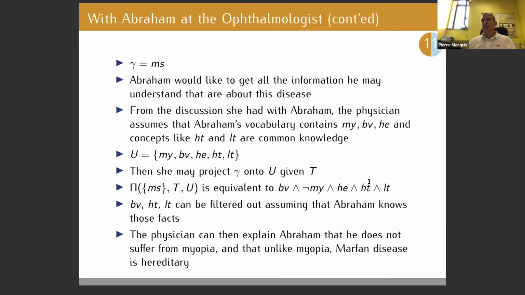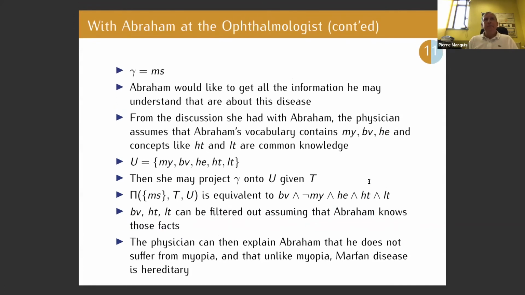Okay, so now let's pursue the discussion. Abraham would like to get the information he may understand about his disease. From the discussion she had with Abraham, the physician assumes that in the vocabulary of concepts that can be understood by Abraham, there are myopia, blurred vision, hereditary disease, and also concepts like hypermobility of the thumb and a long thumb, because it's quite simple facts.